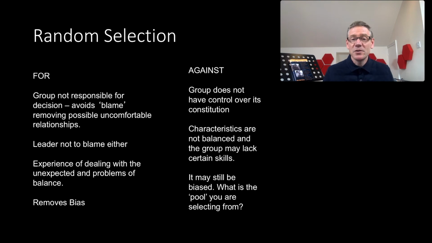Against this though, the group does not have control over its constitution, it's random. So the characteristics are not balanced and the group may lack certain skills. It may still be biased. Who are you selecting from in the first place? So, what is the pool from people that you are choosing? And is that already biased in one particular way?